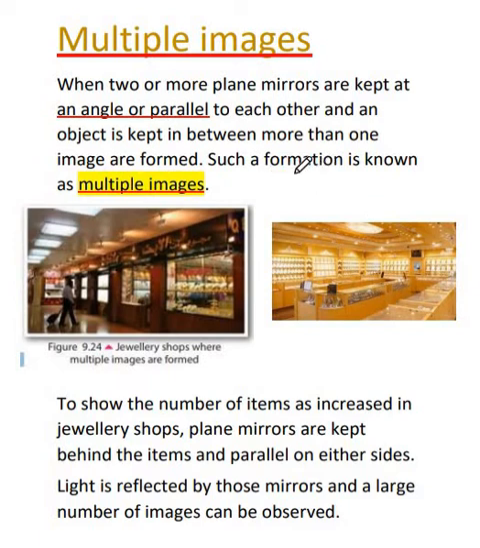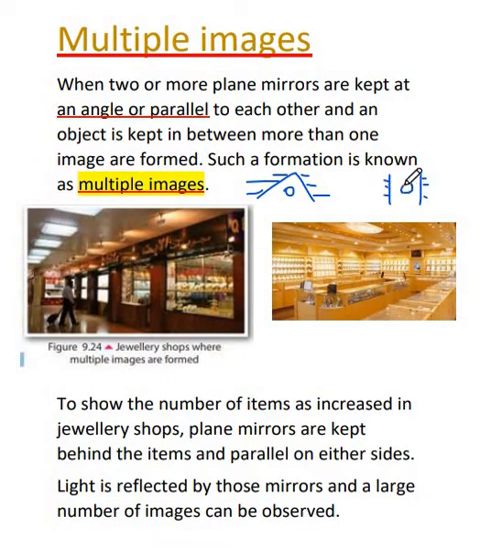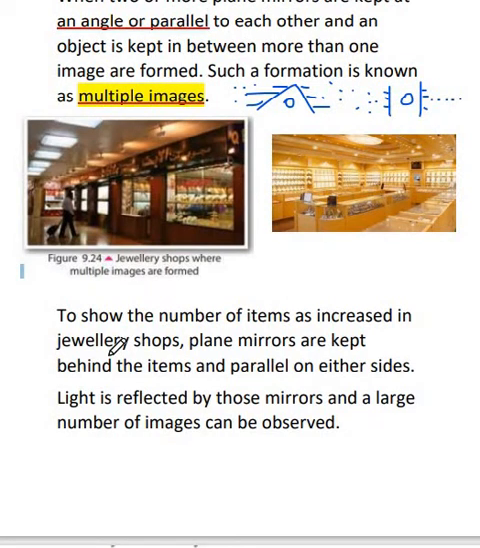So when you keep mirrors connected to each other at an angle and place an object in the middle of it, or when you keep mirrors parallel to each other like this and place an object in between, you will observe multiple images like this. There will be thousands and thousands of images. Okay guys, so that is called multiple images.